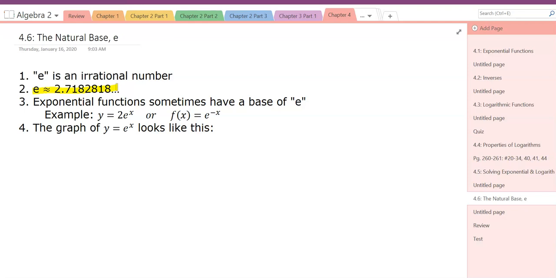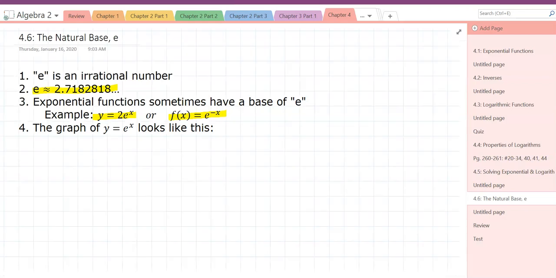And so e is kind of just one of those irrational numbers that gets used a lot. And they're used mainly in these exponential functions. Sometimes they'll be using e as the base of the exponential function. So a couple of examples would be like y equals 2 times e raised to the x power, or e raised to like a negative x, which would then cause it to become a fraction.